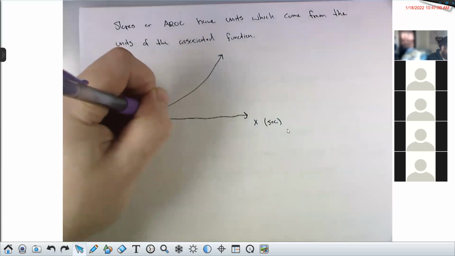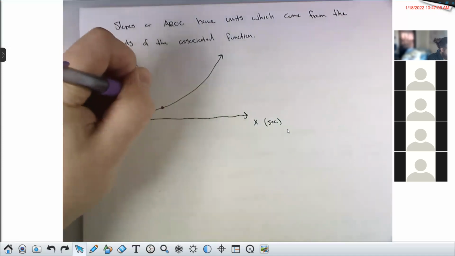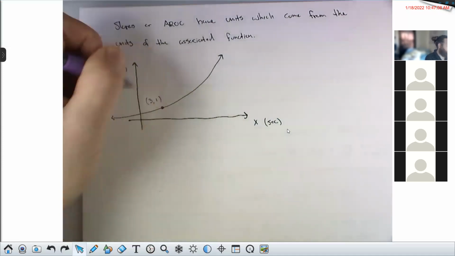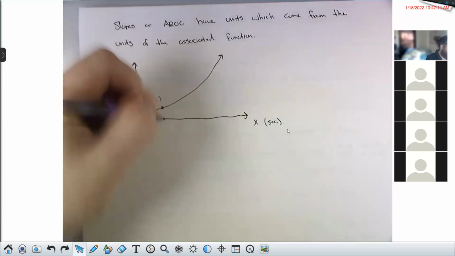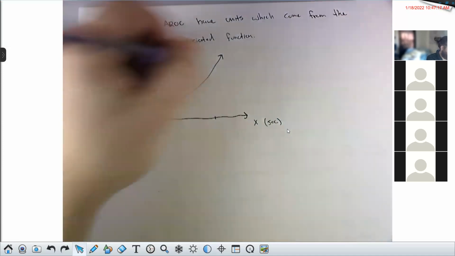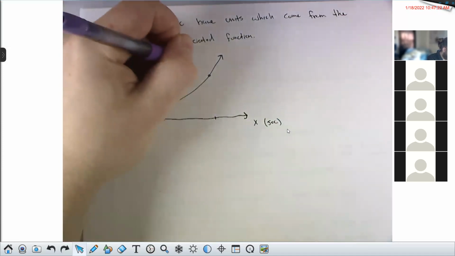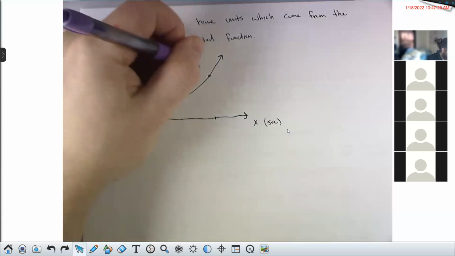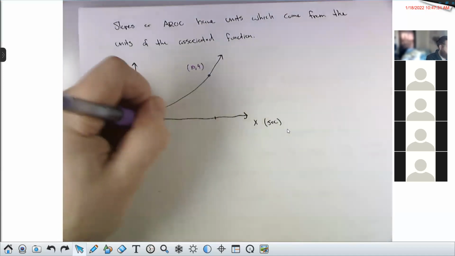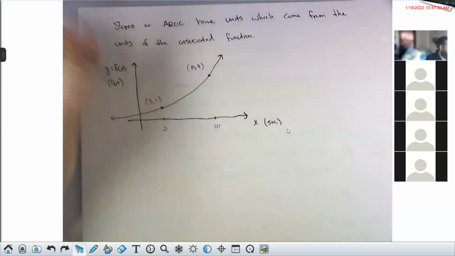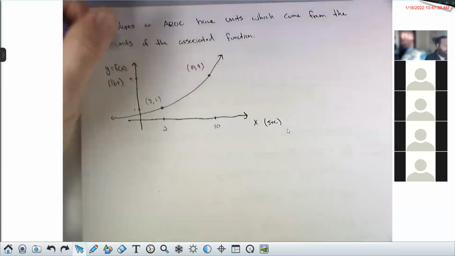So let's say here I have the point (3, 1). And maybe over here, I have the point (10, 4). So this x value is 3, this x value is 10, this y value is 1, and this y value up here would be 4.